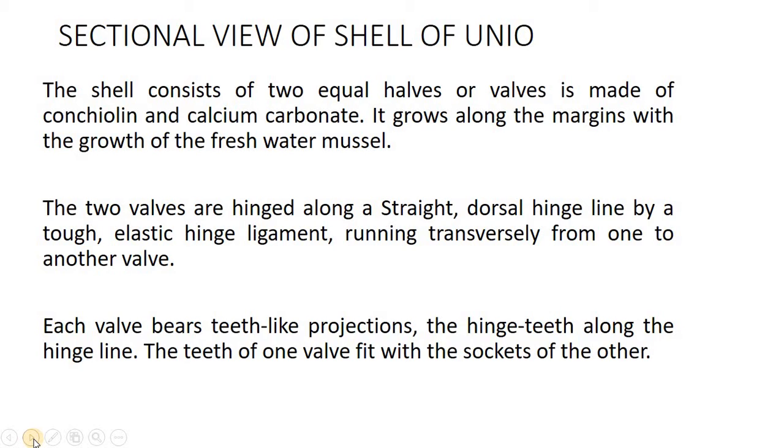As we know, Unio belongs to the class Bivalvia of the phylum Mollusca. So the shell consists of two equal halves or valves made up of concholine and calcium carbonate. It grows along the margins, the growth of the freshwater mussel. The two valves are hinged along a straight dorsal hinge line by a tough elastic hinge ligament running transversely from one valve to the other.